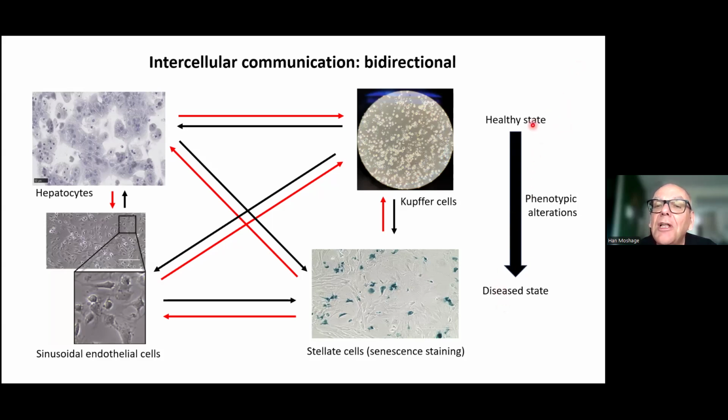For example, during liver inflammation, Kupffer cells become activated. So the signals they produce in the inflammatory, activated state are different from the signals they produce in the healthy state. So we have a very complex interplay between the different liver cell types in the normal liver, but also in the diseased liver. So this is quite complex to study.